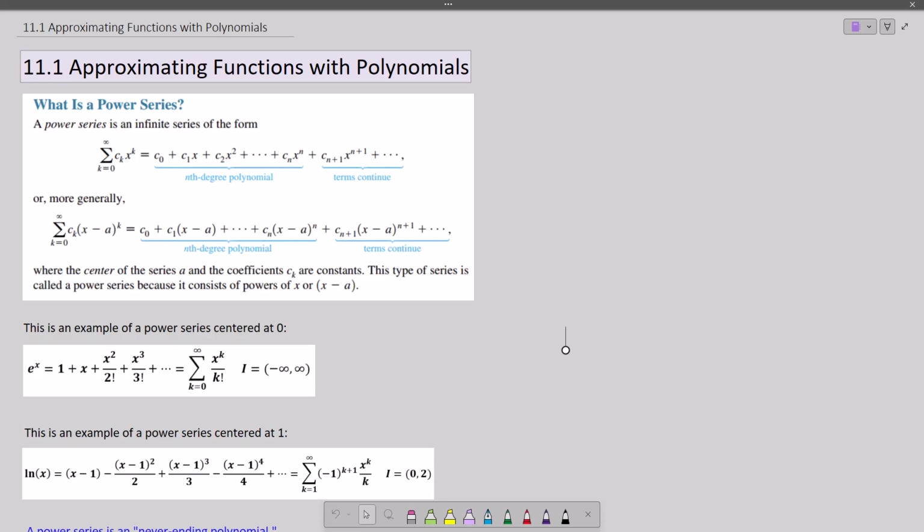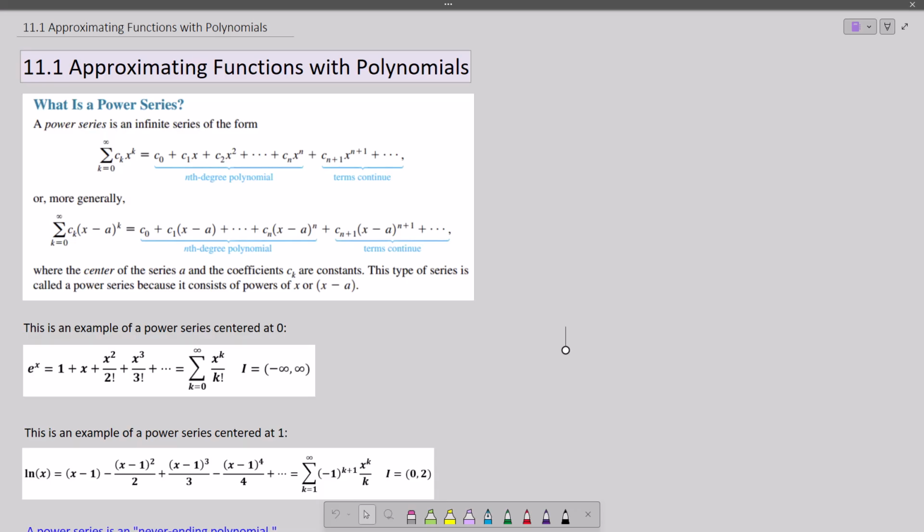This power series is centered at 0. This power series is centered at a. So you've done this in algebra. If you have y equals x squared, that parabola is centered at the origin. If you have y equals x minus 2 quantity squared, you shifted it 2 units to the right and it's centered at 2. That's how we're going to think of these power series.